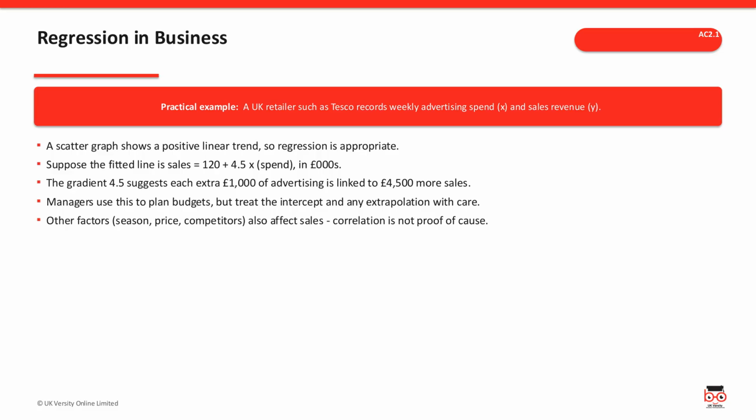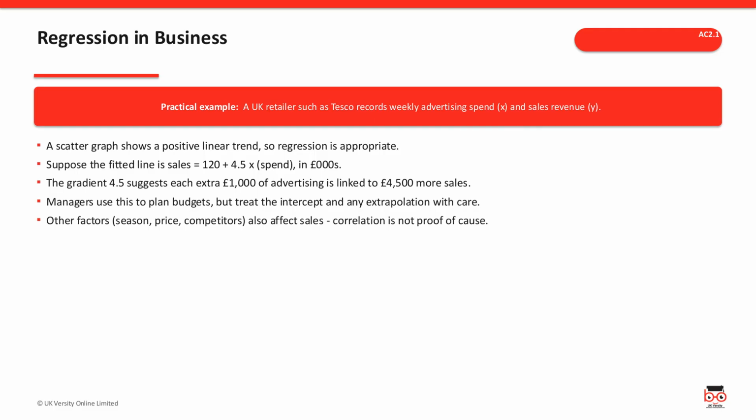Here's where it earns its keep. Say a retailer like Tesco logs weekly advertising spend, x, against sales revenue, y, and the scatter shows a clear positive linear trend. Suppose the fitted line comes out as sales equals 120 plus 4.5 times spend in thousands of pounds. That gradient of 4.5 suggests every extra £1,000 of advertising is linked to about £4,500 more sales, which managers use to plan budgets, though they'd be wise not to extrapolate wildly and to remember that season, price and competitors all matter too.